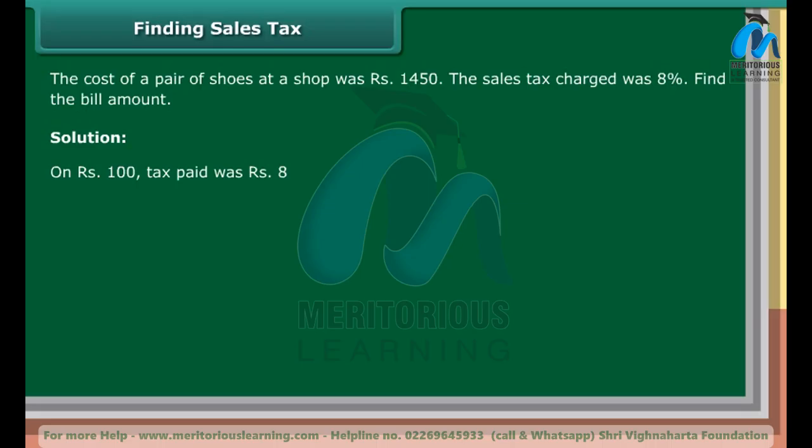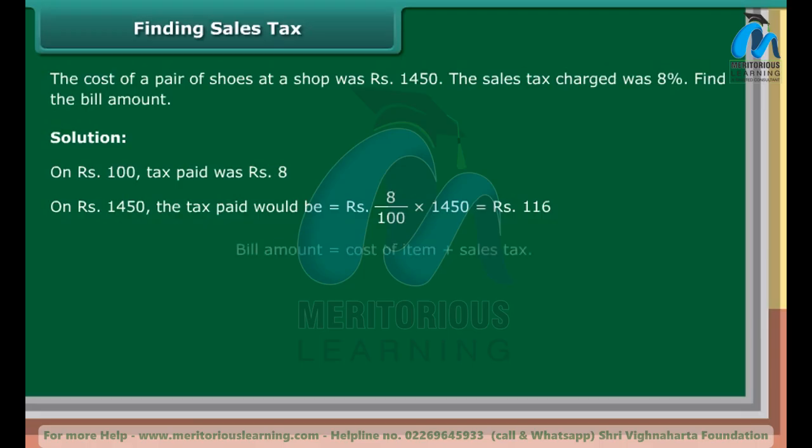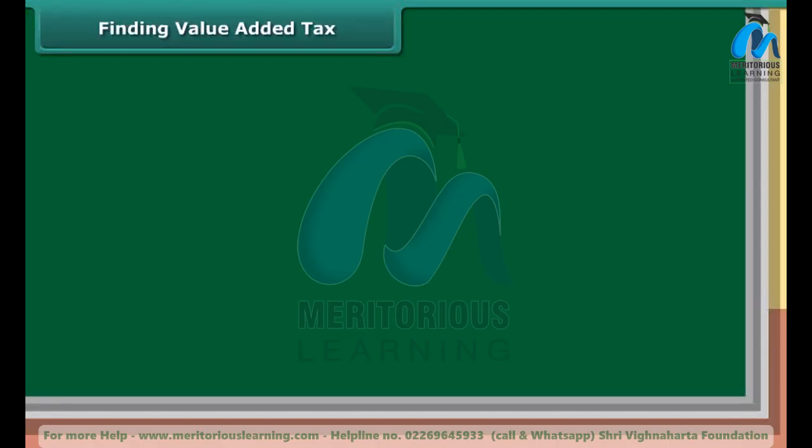On rupees 100, tax paid was rupees 8. On rupees 1450, the tax paid would be rupees 8 upon 100 into 1450, which is equal to rupees 116. Bill amount is equal to cost of item plus sales tax, which is equal to rupees 1450 plus rupees 116, which is equal to rupees 1566.